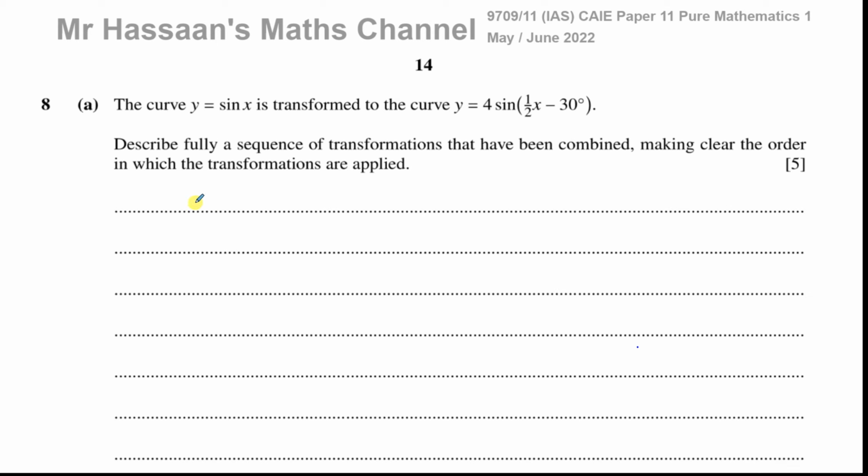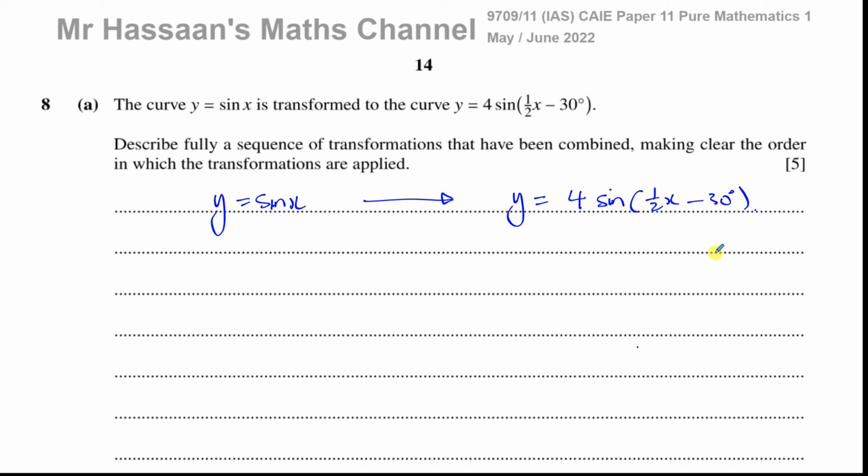And this question, part A, is about transformations of functions and specifically trig functions. So it says y equals sine x is transformed to the curve y equals 4 sine of a half x minus 30 degrees. Describe fully a sequence of transformations that have been combined, making clear the order in which the transformations are applied. So y equals sine x has been transformed to become y equals 4 times the sine of a half x minus 30 degrees.